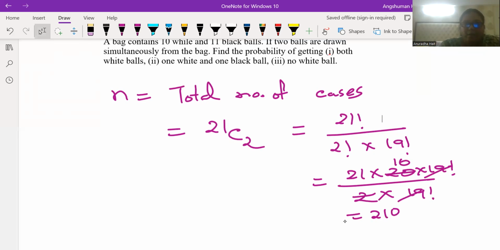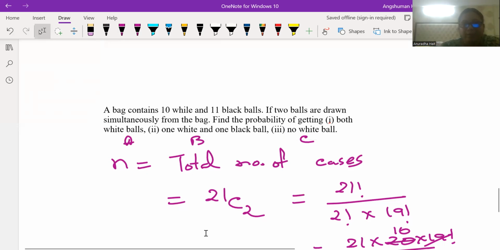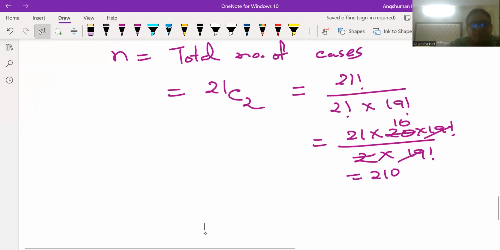Fine. Now let me see what is the question given here. Find the probability of getting both white balls. Let me denote it by A. This is B and this is C. Both white balls. Okay. So both white balls. 2 balls I'm selecting. How many white balls are there? 10 white balls are there. So the first question, it will be probability of A.